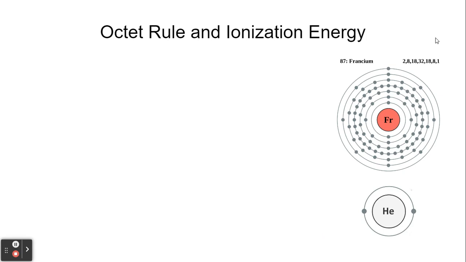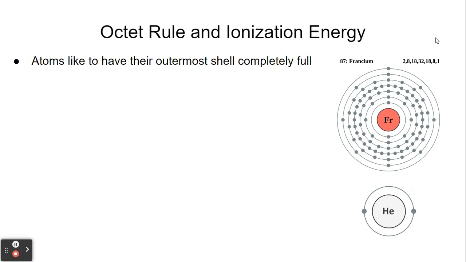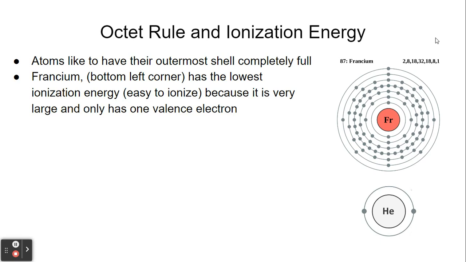Now, when we're talking about ionization energy, you can also think of this in terms of the octet rule. Remember, the octet rule is just that atoms like to have their outermost shell completely full. We say that when they have a complete octet in the s and p orbitals of that energy level. Something like francium, which I have pictured to the right here, has the lowest ionization energy because it has a lot of energy levels. Look at all those rings, so many energy levels. That valence electron is very, very far away from the nucleus, so it has a very low force of attraction to the nucleus.